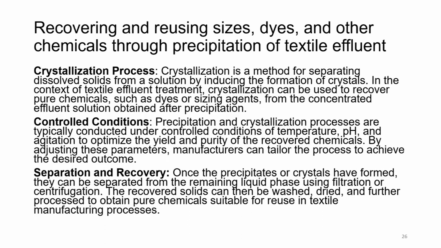Separation and recovery. Once the precipitates or crystals have formed, they can be separated from the remaining liquid phase using filtration or centrifugation. The recovered solid can then be washed, dried and further processed to obtain pure chemicals suitable for reuse in textile manufacturing processes.